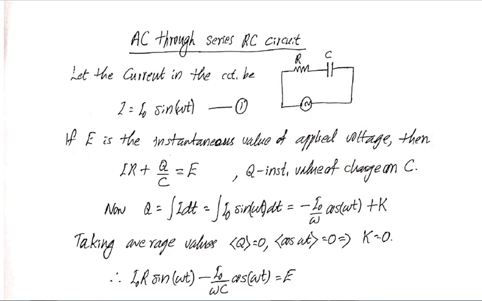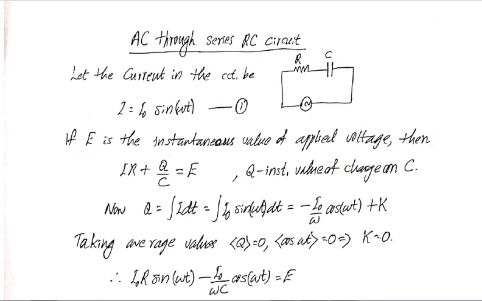The value of the constant of integration is found to be 0 because the average value of charge Q on the plates of the capacitor over a cycle will be 0, because Q is varying sinusoidally in an AC circuit, and we assume that the capacitor initially has no charge. Taking the average values, the average value of Q is equal to 0 and the average value of cos omega t is also equal to 0. It means that the average value of K should be equal to 0. As K is a constant, the average value of a constant is the constant itself. So the constant K is equal to 0.